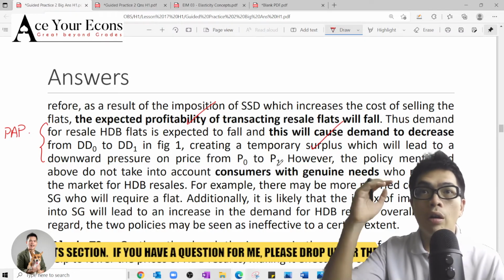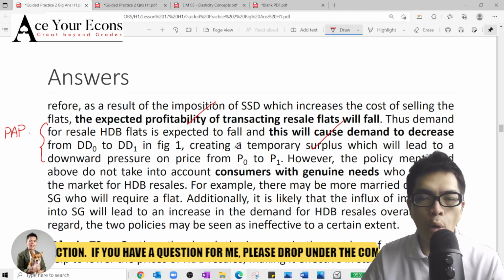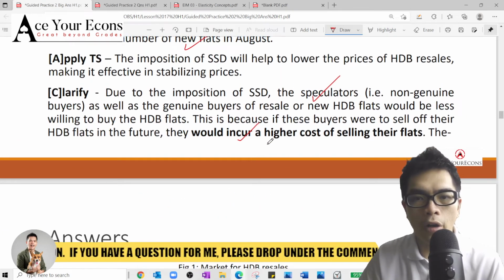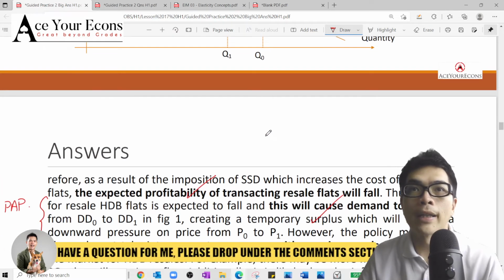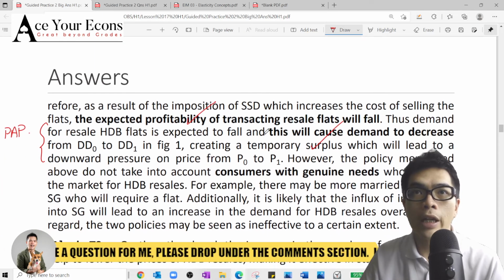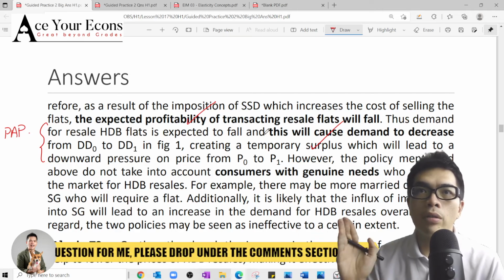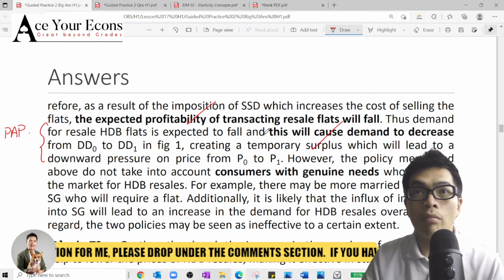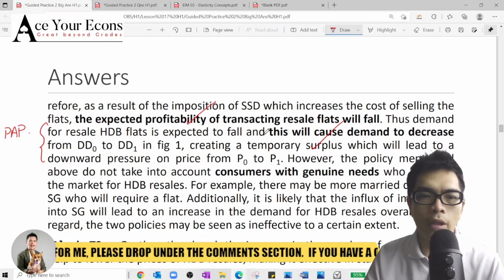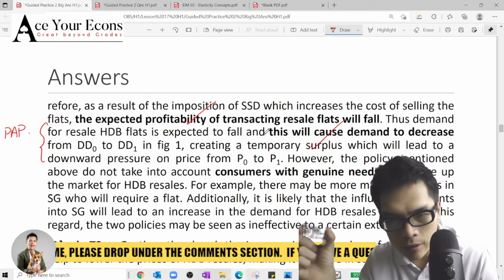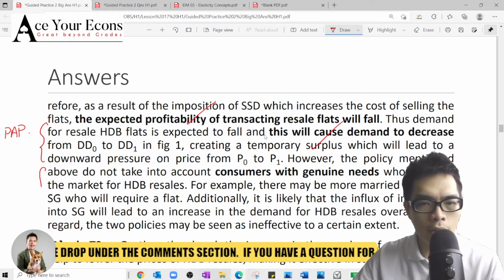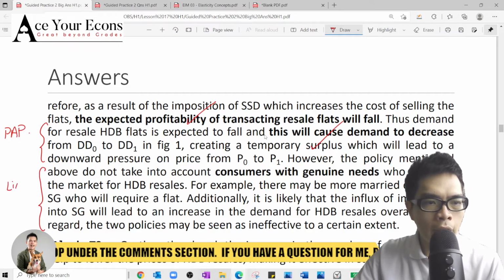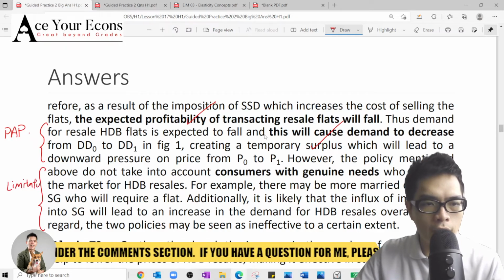So look out for how it works. The bolded keywords are the ones that I'm looking out for. Penalizing of speculators and lowering their expected profitability, such that it is not profitable to buy at the present moment. And this will lower speculative demand and create a surplus and downward pressure on price. This is the limitation that I have stated. If not, you can stick to Dylan's approach.